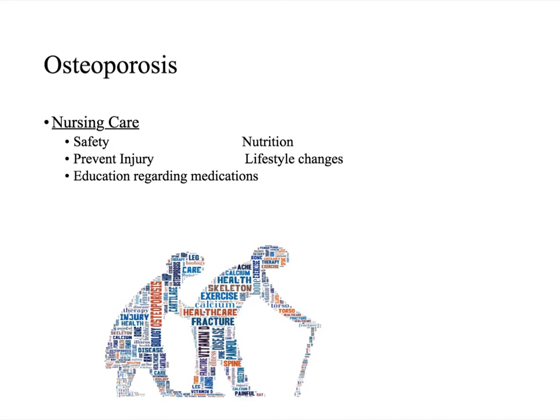We kind of talked about that. Help them to take it so that they'll take it correctly and that they'll be compliant with their medications. Nutrition, education about nutrition. We talked about that. So calcium, high calcium supplemental foods, green leafy vegetables, dairy, if they can tolerate dairy, things like that. Lifestyle changes. Think about what that means. They should quit smoking. If they drink, they should decrease their alcohol intake.